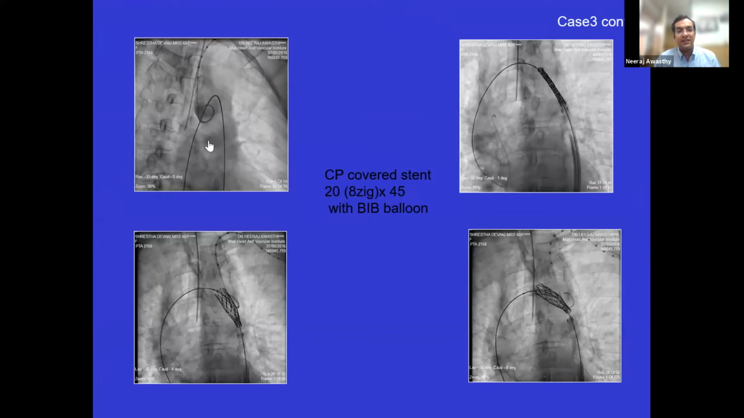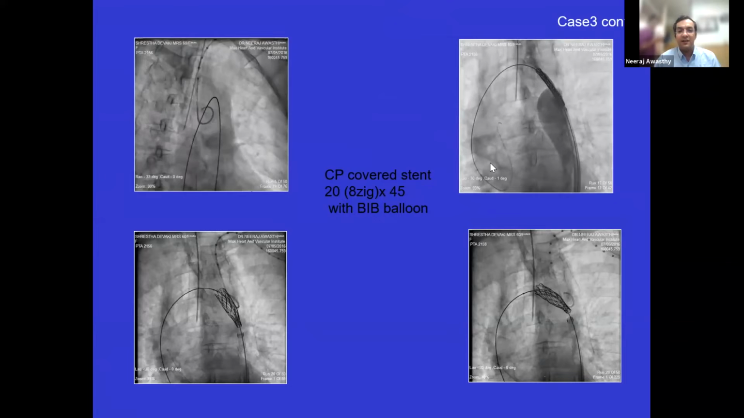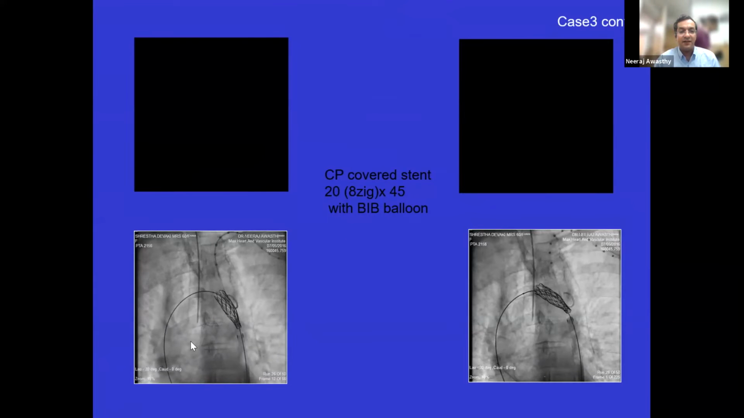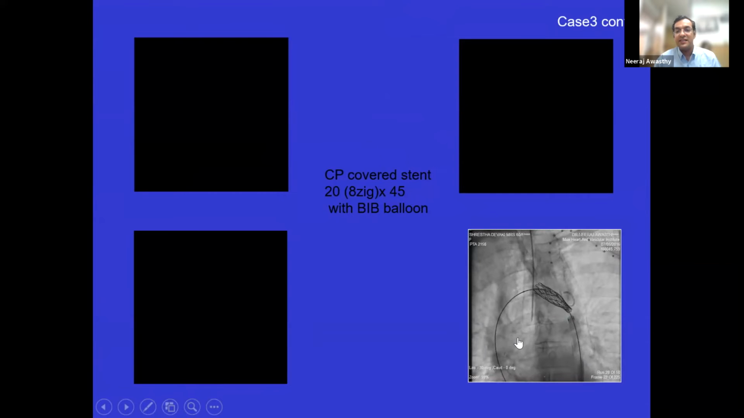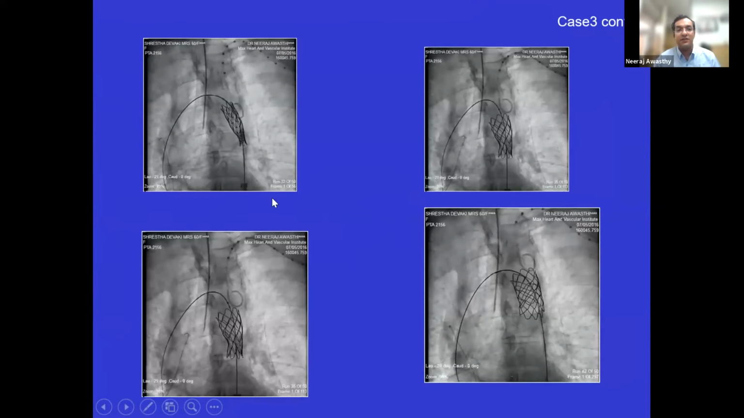Appropriately, a CP stent mounted, 8 zig stent, 20 into 45 millimeter balloon, because of this discrete narrowing as per the CT sizing, was selected. Everything looked perfect by this view, but as the stent is being deployed, this is what we found. The stent has embolized proximally. Now, the proximal embolization of the stent means the stent needs to be redeployed either proximally or the patient goes for surgery. Most of the reported cases have reported either another stent deployment, which we can go across, or probably sending it for surgery.